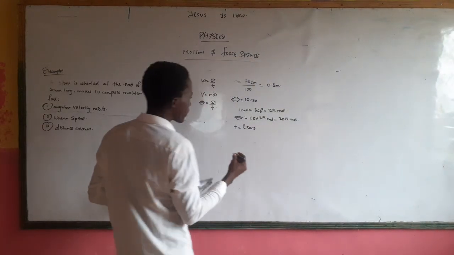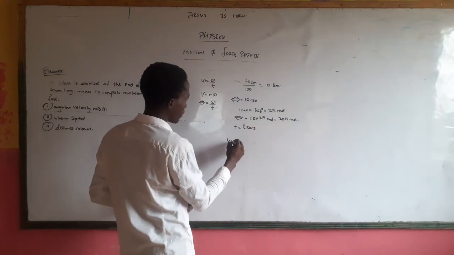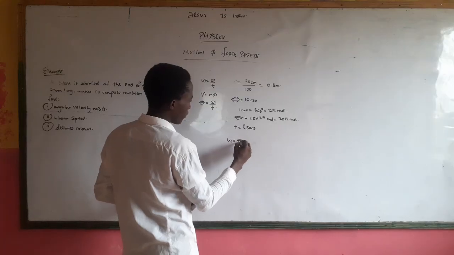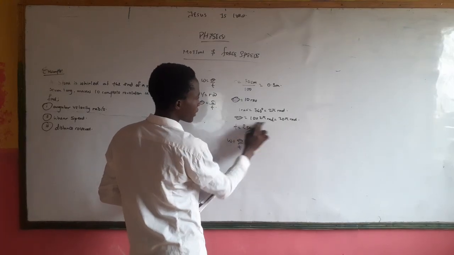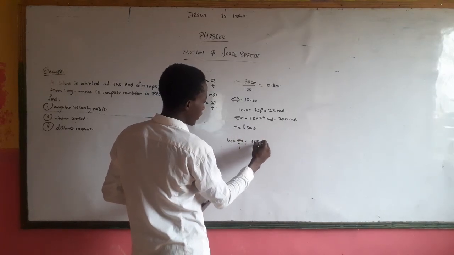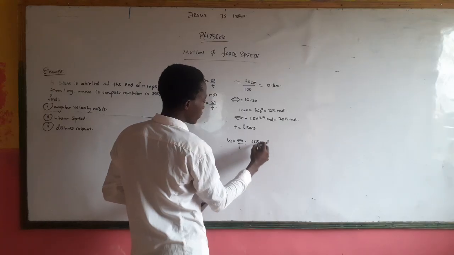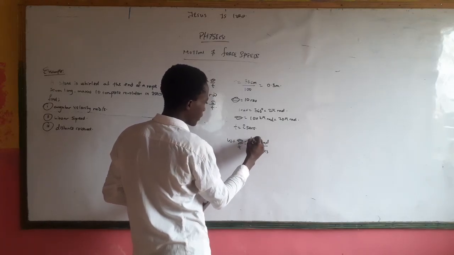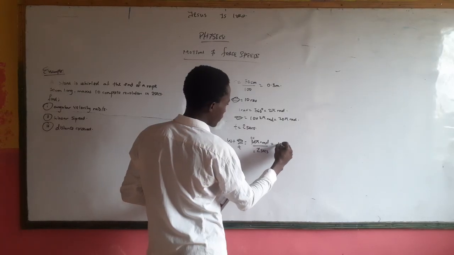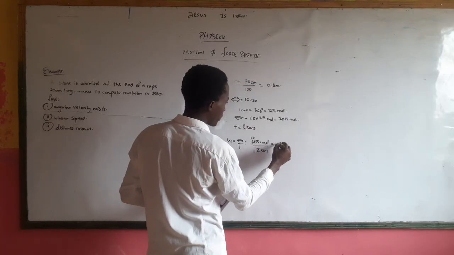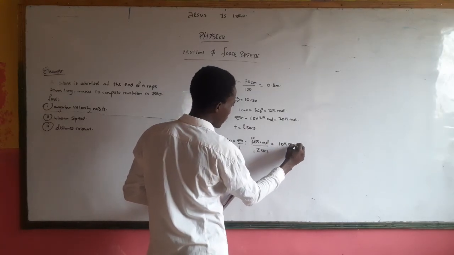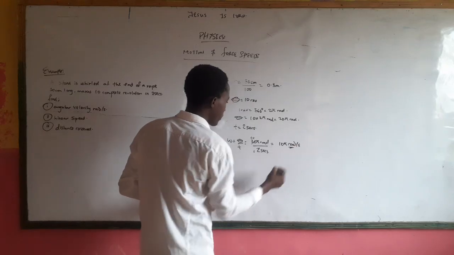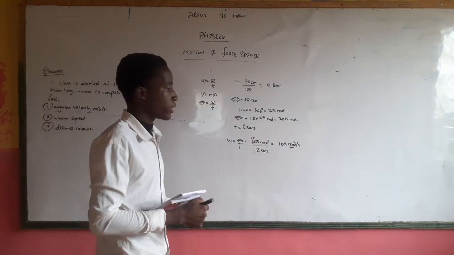So angular velocity is given as W. W is equal to theta over t. So this is theta, that's 20 pi rad over t, 2 seconds. So 2 here 1, 2 here what? 10. So we have the angular velocity W as 10 pi rad per second. So that's for W. Do you understand that? So now let's move on.